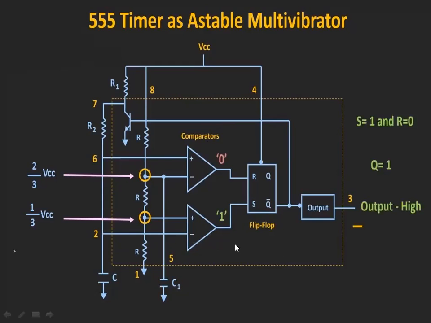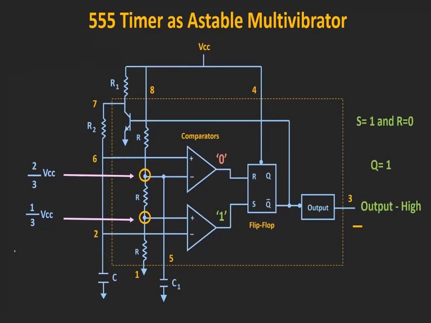Now we are going to see that. Initially we assume that the voltage across this capacitor is 0. So the voltage at pin 2 as well as at pin 6 is also 0. So 0 is connected to the inverting terminal, and the non-inverting terminal has a voltage equal to 1 by 3 VCC. For example, if you take VCC equal to 9 volts, then what happens?